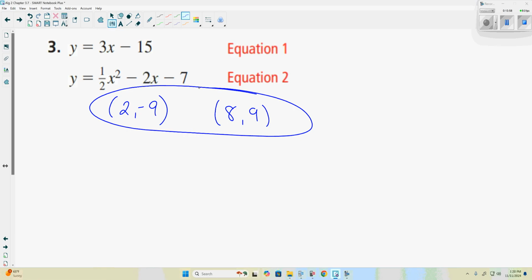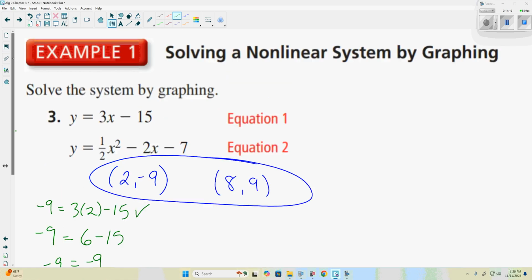Because even if we wanted to check this, because we've checked one before, we can look at y equals 3x minus 15, because we could say -9 is equal to 3 times 2 minus 15. Well, 3 times 2 is 6. 6 minus 15 is -9, showing that this is indeed true.